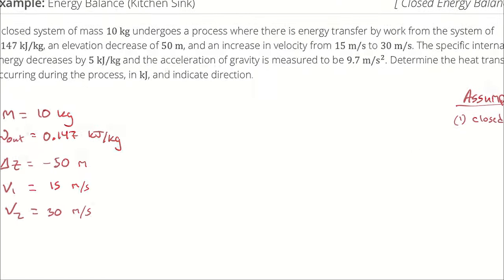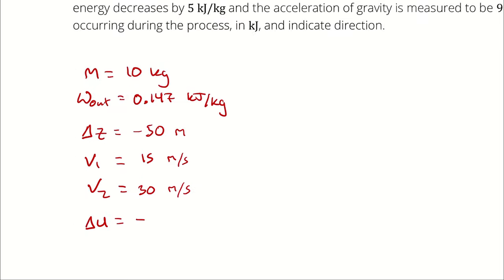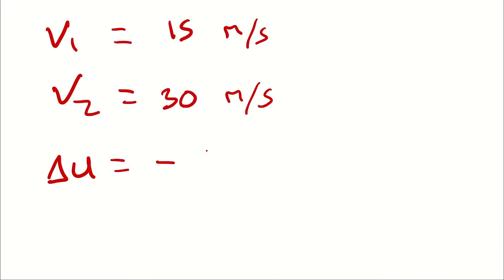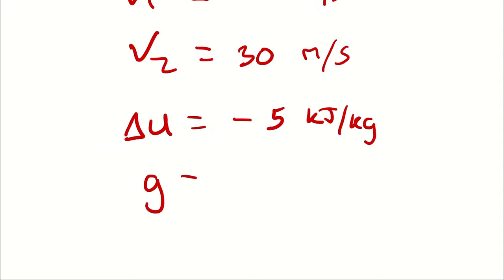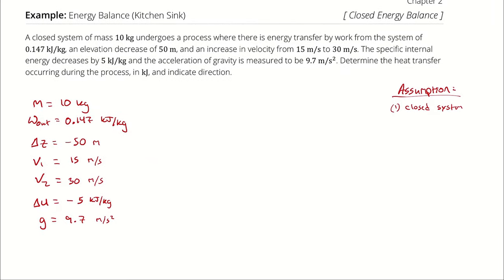Then next, I know that the specific internal energy decreases by 5 kilojoules per kilogram, so little delta U, because it's change in specific internal energy, is negative 5 kilojoules per kilogram. And gravity is 9.7 meters per second squared. So this example is supposed to combine a bunch of different quantities that all appear in the energy balance and make you solve for one other property. So we're bringing everything together, the entire kitchen sink, into our energy balance and solving for one thing.